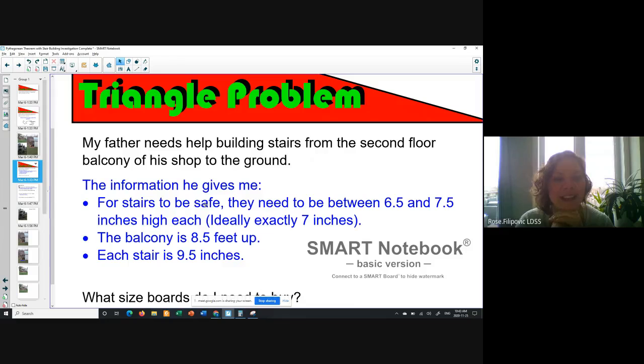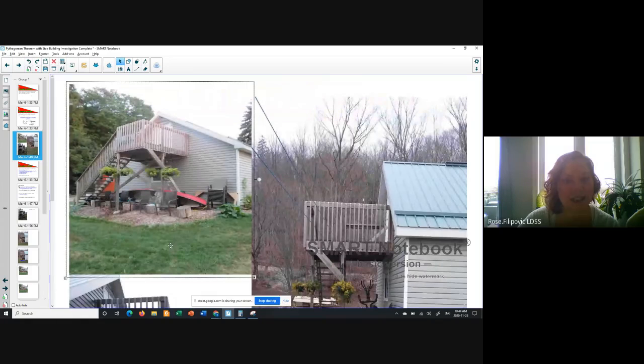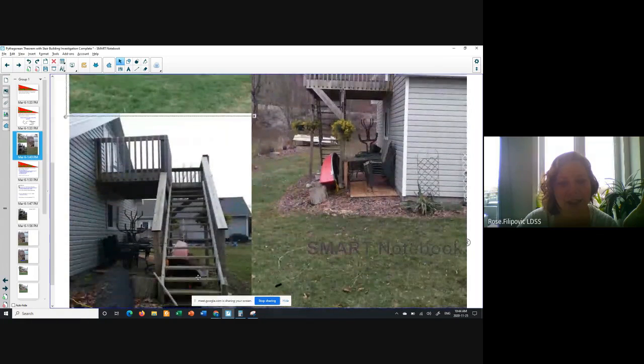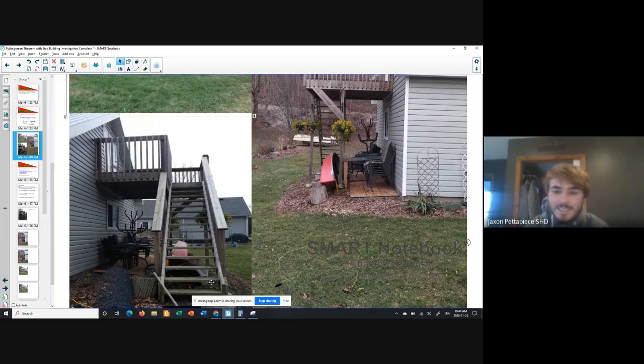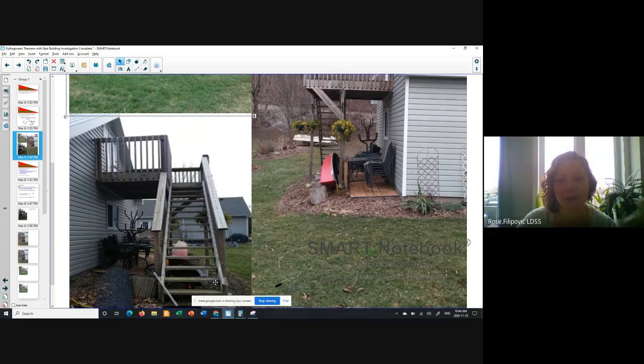Yeah. Okay, so then he told me, then we went out and we did this measurement, and the balcony is 8.5 feet up. And then he told me that he has boards, and just to make life easier, he had these boards here, and he's like, I don't want to have to cut these boards down because trimming a board along this long edge is not as easy to do. You have to have a bigger saw. There's more potential for danger, and it's just not as easy.